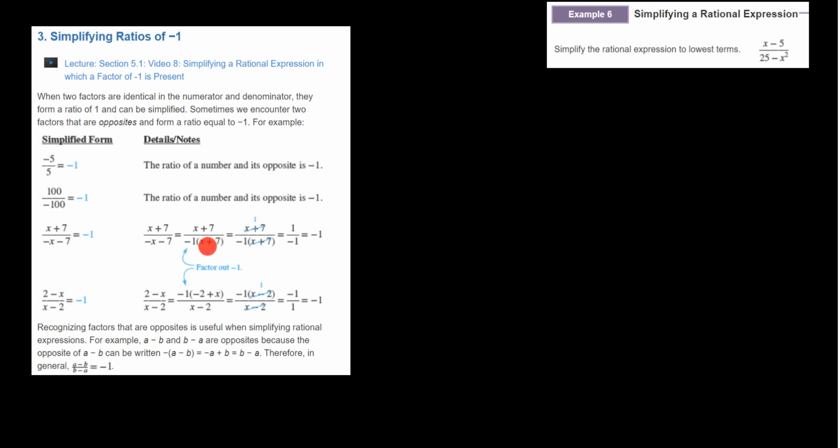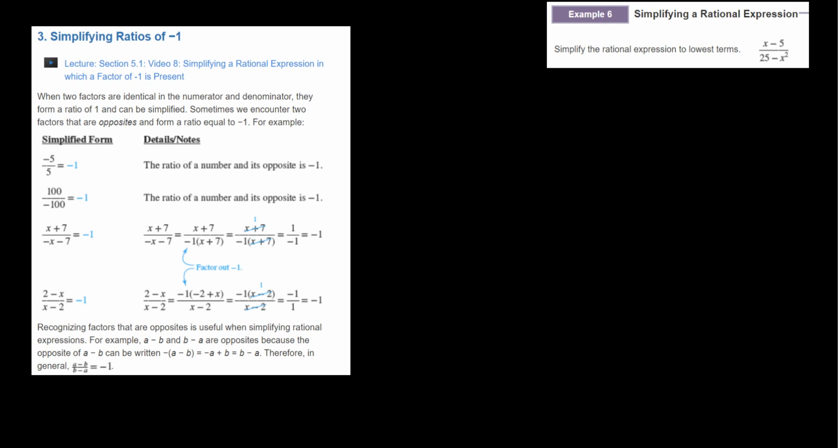By doing the algebra, if we look to the right, we factor out a negative 1 out of the denominator. We end up with x plus 7 divided by negative 1 times x plus 7. The x plus 7's cancel, so you end up with 1 over negative 1, or in other words, negative 1. So that's the algebra behind why something over its negative, or its negative over something, is equal to negative 1. Example 6 reads, simplify the rational expression in lowest terms.